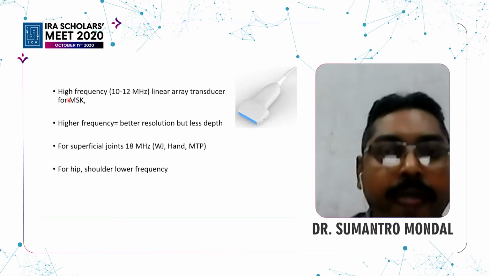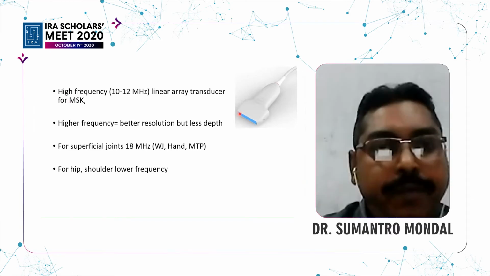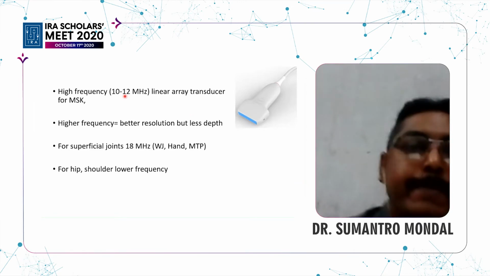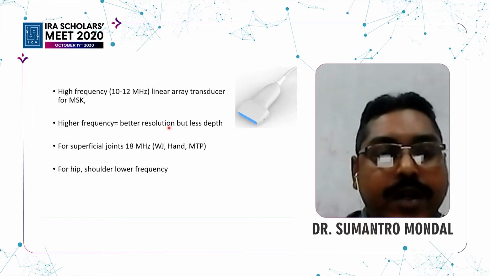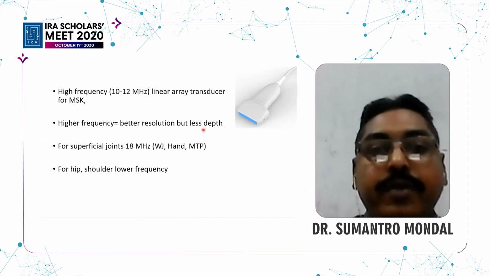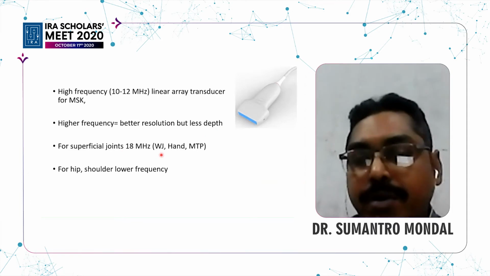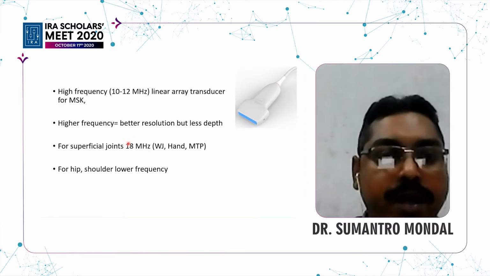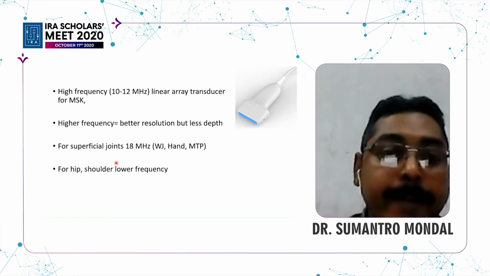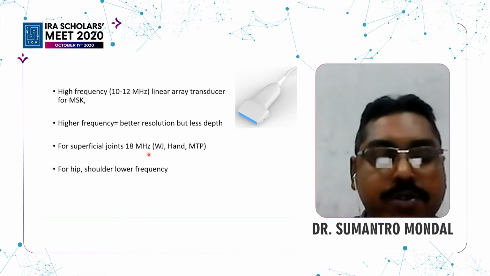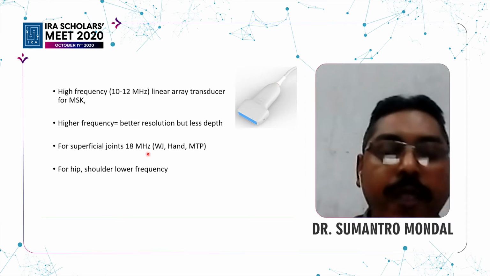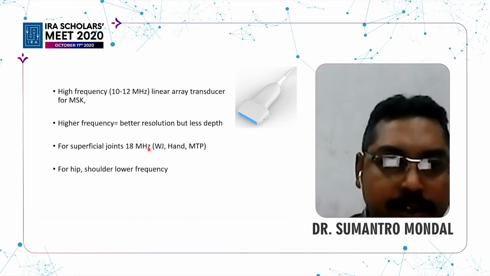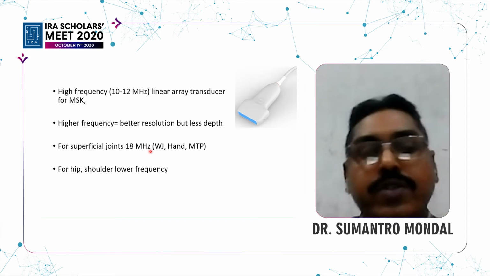Now, for choosing the transducer, we usually use a high frequency, linear array transducer for the musculoskeletal examination. It is generally 10 to 12 megahertz, but if you increase it further, the resolution will be better, but you can assess less depth. So for superficial joints like the wrist, hand, MTP joints, DIP or PIP joints, one can use an 18 megahertz transducer, but in the hip or shoulder of an obese patient, such a high frequency transducer may not get you to the depth of the joint. So you have to choose your transducer frequency somewhat lower than 18 megahertz.